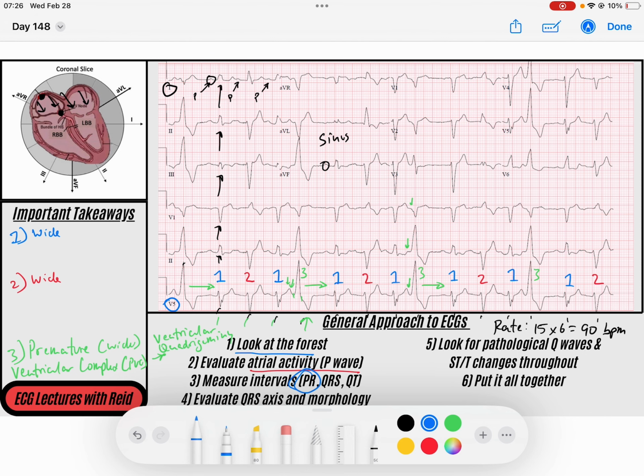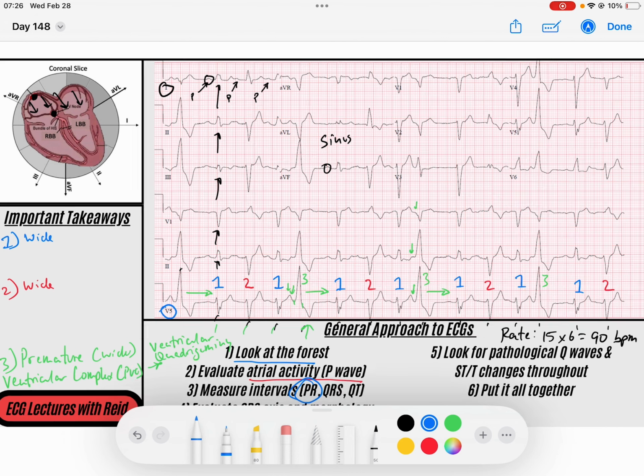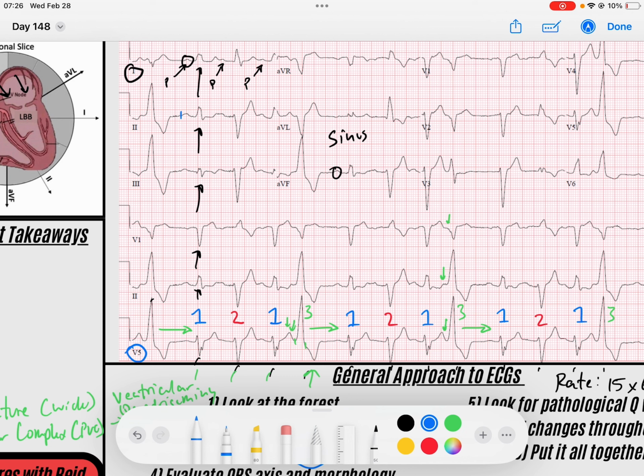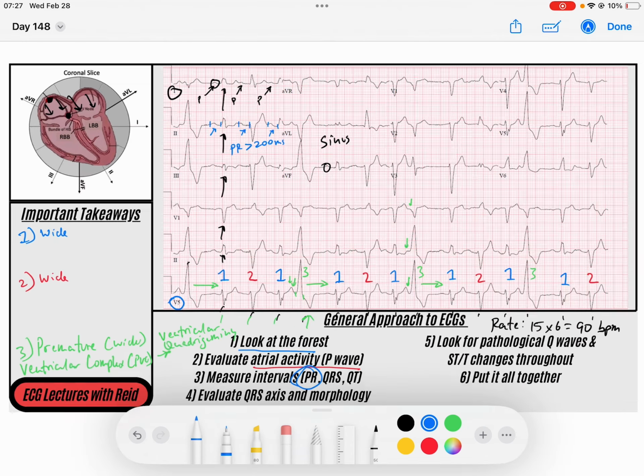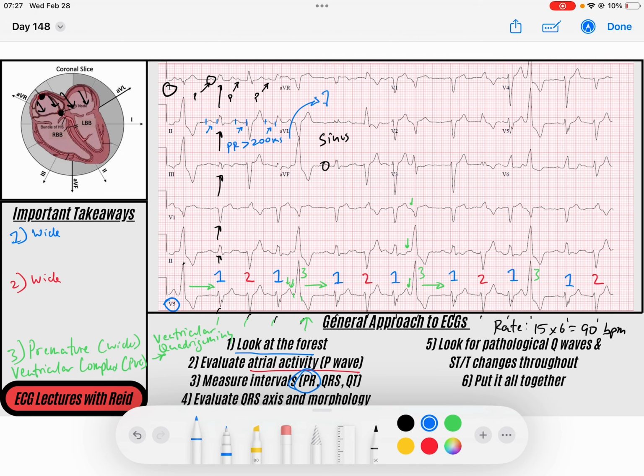And so if we measure our PR intervals, they all seem to be a little bit on the long side. You can see that those PR intervals are all greater than 200 milliseconds. Because I don't see any P waves that don't conduct, I'm going to call this a first degree AV block. Every P wave has a QRS.